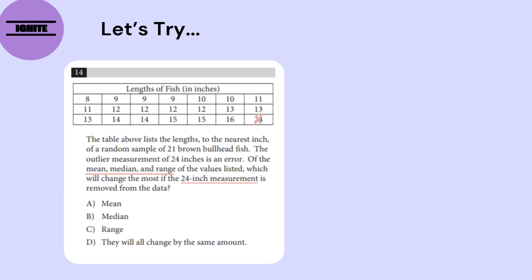And the range will decrease a lot because the difference between the next highest element is 8. So the range is changing the most. The mean will not change as much because of the number of elements presented. So in this case, range will be the correct answer.